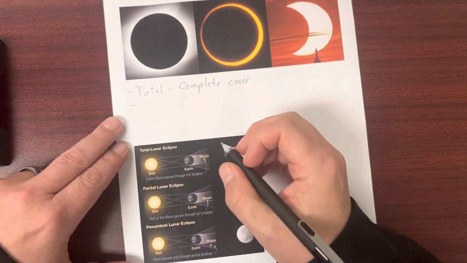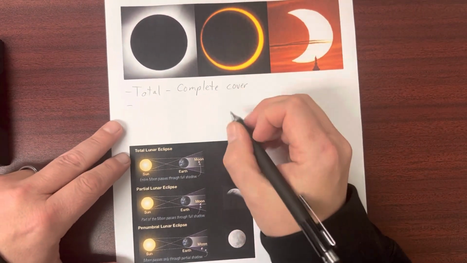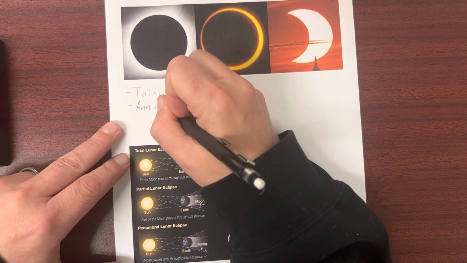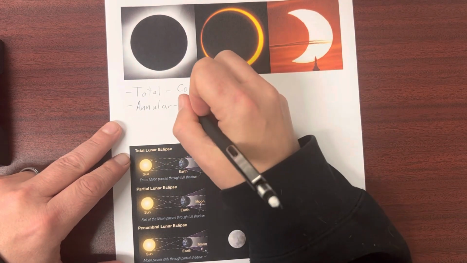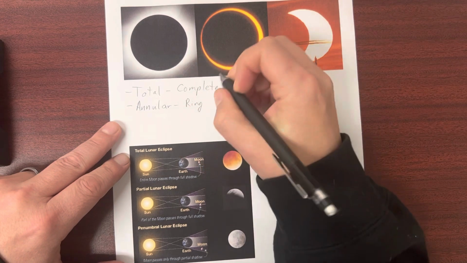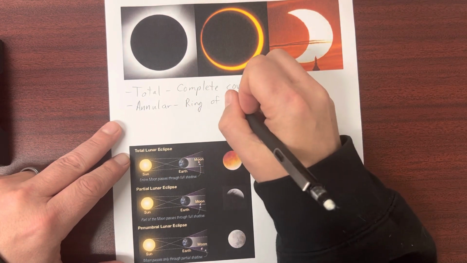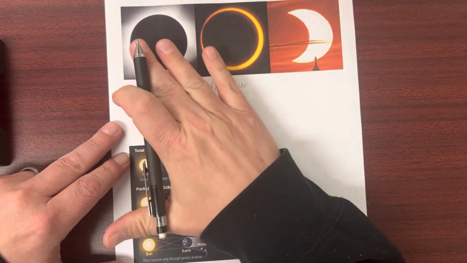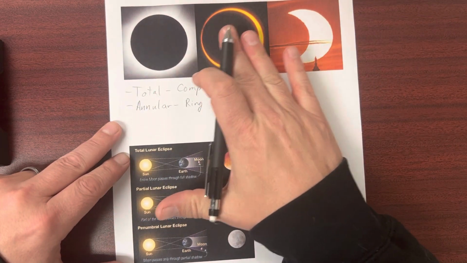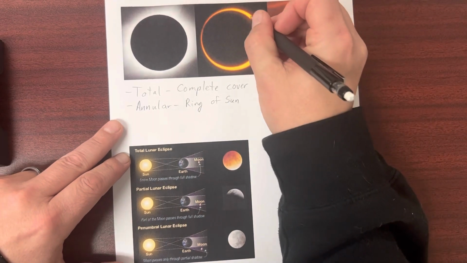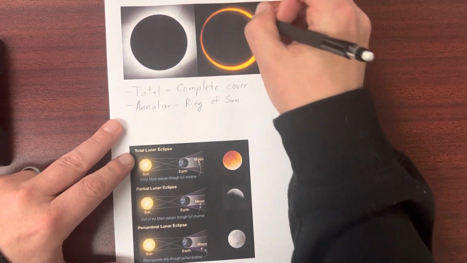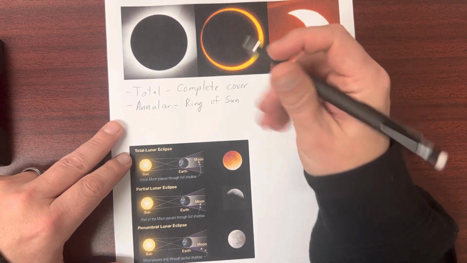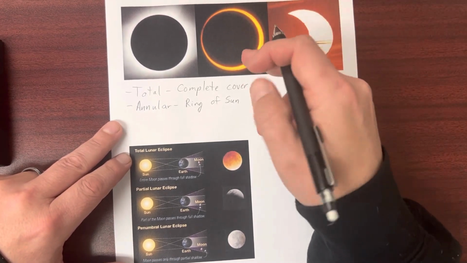The next type, which you see in this middle picture, is called an annular eclipse. Sometimes they call it a ring eclipse because you see a ring of the sun's surface as the moon passes in front. So there's this ring of the sun's surface that is still visible.